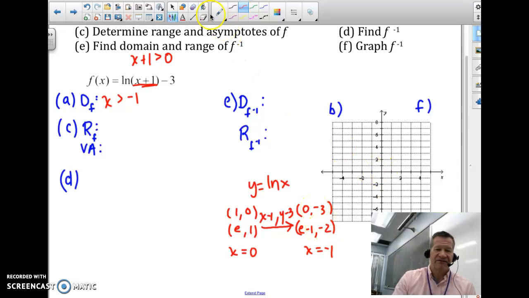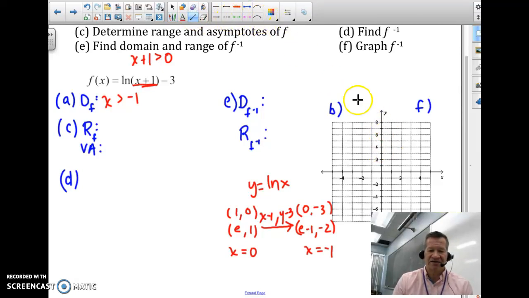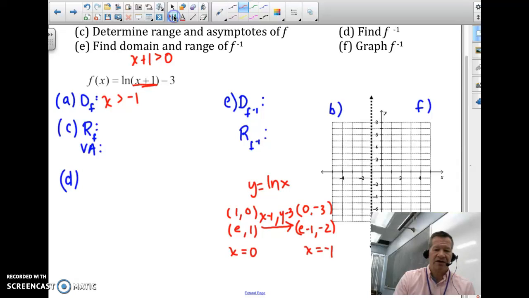So let's graph this. First my asymptote. So I've got my asymptote at x equals -1. That'd be right around there. (0, -3) will be one of the points on the graph. And then (e minus 1, -2). So remember, e is 2.7. So 2.7 minus 1 is 1.7, -2. So I've got to increase through these 2 points and approach my asymptote.